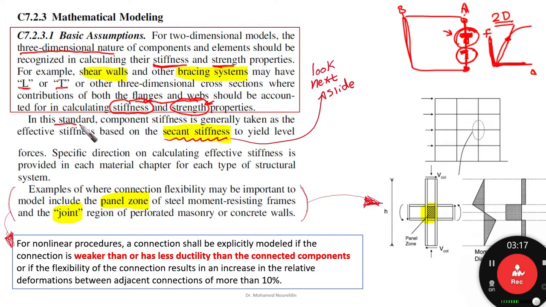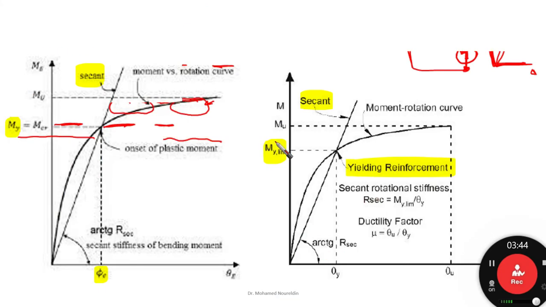In this standard, and again the standard here means ASCE 41, we are talking about the evaluation of existing structures, not new structures. Component stiffness, where component here means the T or L, is generally taken as the effective stiffness based on the secant stiffness to yield level force. I'm going to talk about this in this slide.